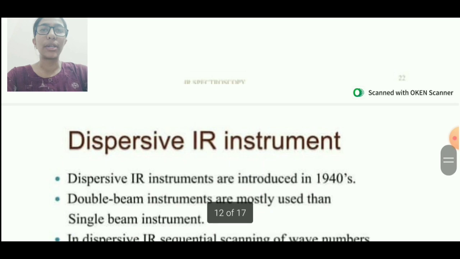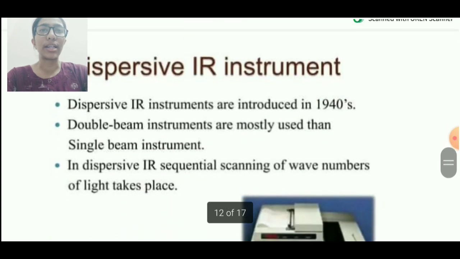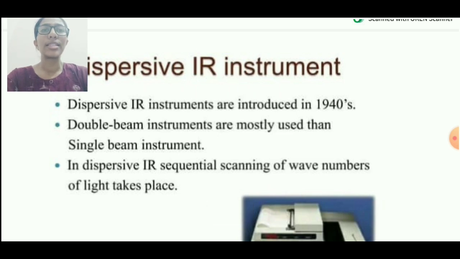The next topic is the dispersive IR instrument. Dispersive IR instruments were introduced in the 1940s. Double beam instruments are used more than single beam instruments. In dispersive IR, sequential scanning of wave numbers of light takes place.